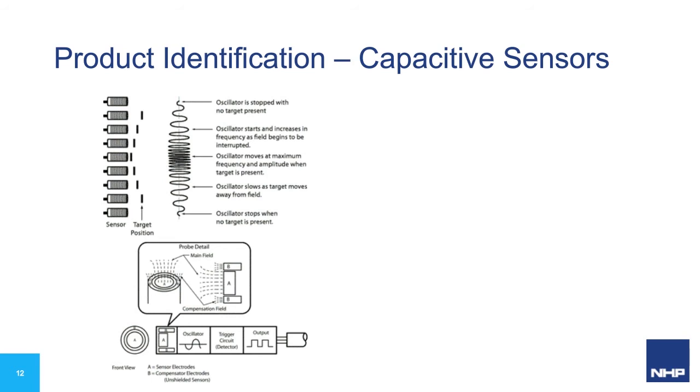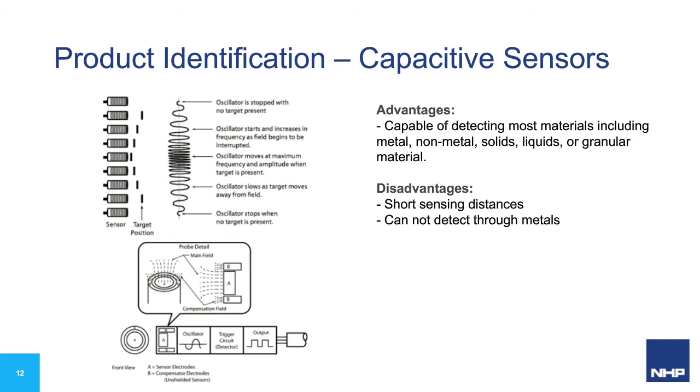So the advantages of using capacitive sensors: you have the ability to detect both metals and non-metals, the ability to detect solids, liquids, or granular material, and the ability to detect material through others such as glass and plastic. The disadvantages, however, they have a short sensing distance again, and they're not able to detect through metals. So you'll be able to detect the metal itself, but if it was a metal container, you would only be able to detect that and not the material inside of it.